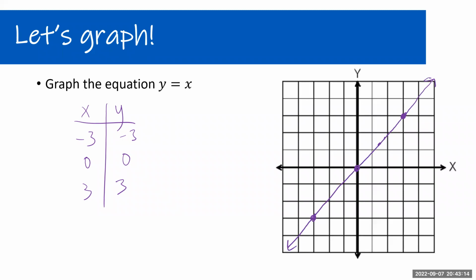If you had found intercepts, you'd find that there's only one, right? The y-intercept is the x-intercept because they hit the origin here.